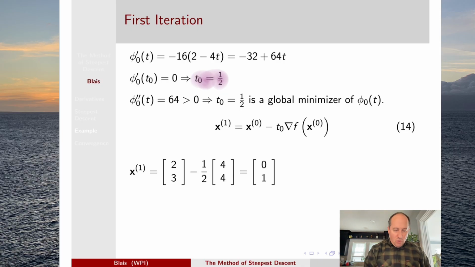So for our next iterate, x1, we started at x naught, our initial guess. We are stepping in the direction of the negative gradient, the direction of steepest descent, with a step size of 1/2. Plugging everything that we just calculated in, x naught was (2, 3). Recall our gradient was (4, 4). Our step size is 1/2. Simplify this, right? 2 minus 1/2 times 4, 2 minus 2 is 0. 3 minus 1/2 times 4, 3 minus 2 is 1. So we are stepping to the point (0, 1).